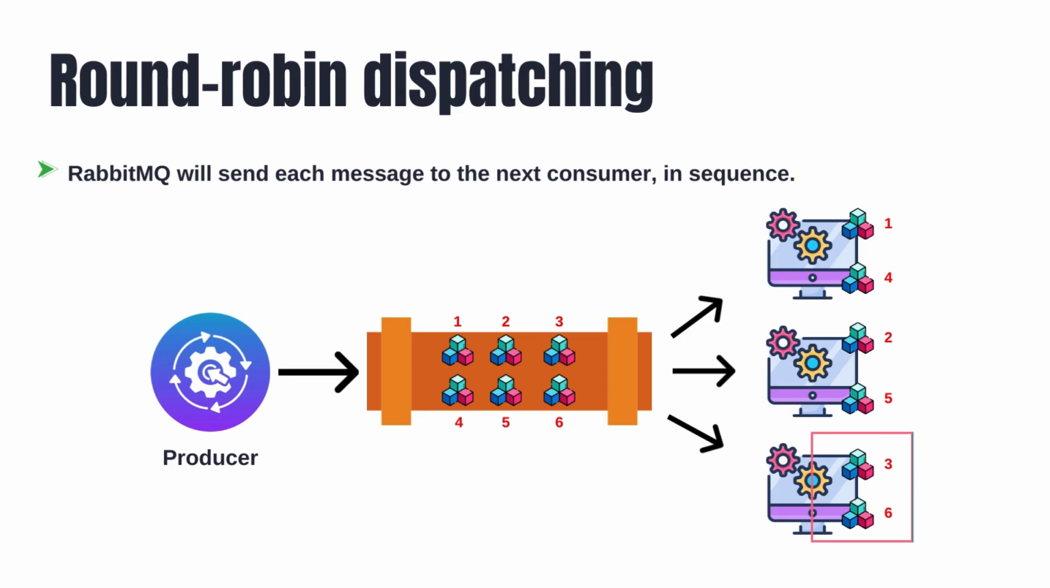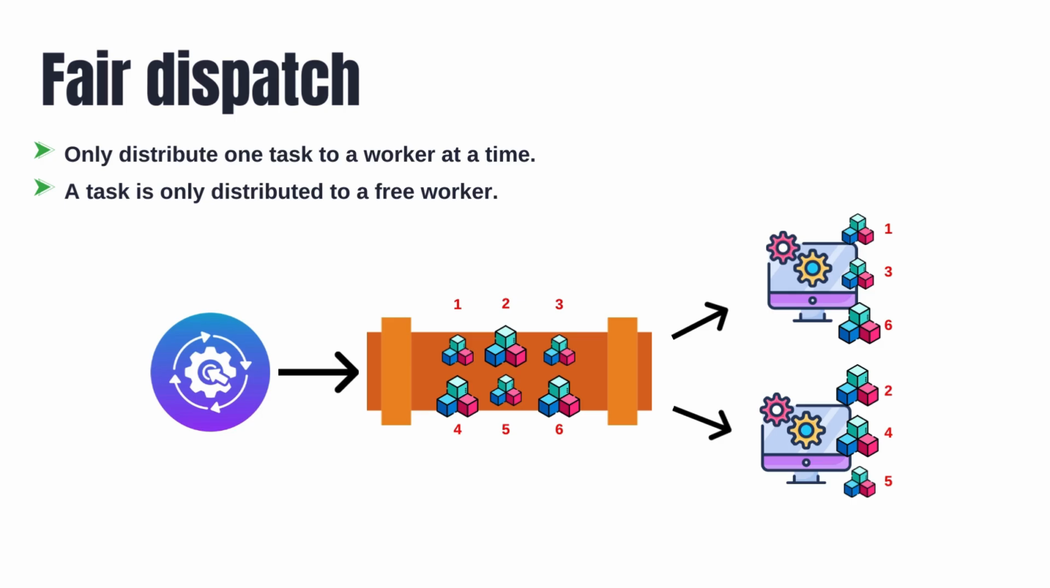the third consumer. But round-robin dispatching is not a great way to distribute the tasks because let's say we only have 2 consumers, and the tasks at the odd positions are heavy, while the tasks at the even positions are light. That means the first worker will always be busy, while the second worker is free most of the time, and we don't want that.